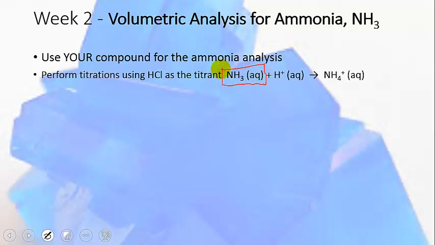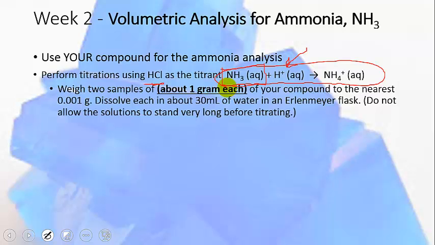We will be adding an acid, okay? So ammonia is a base. We'll be adding an acid, and it's HCl. This is what's in the burette. Your HCl is what will be in your burette for your titration. And this is the equation that happens. You will weigh 2 samples of about 1 gram each of your copper compound to the nearest 0.001.